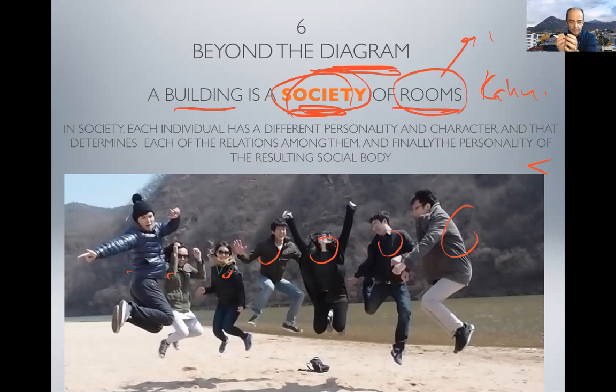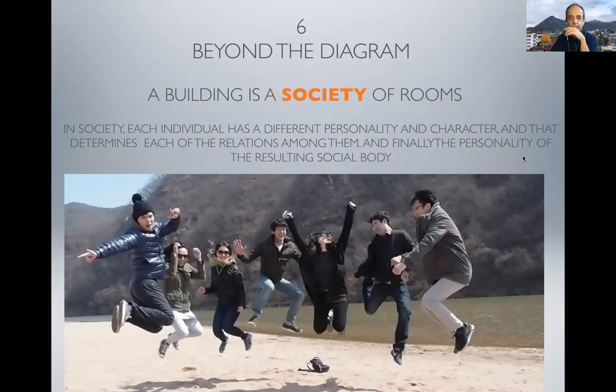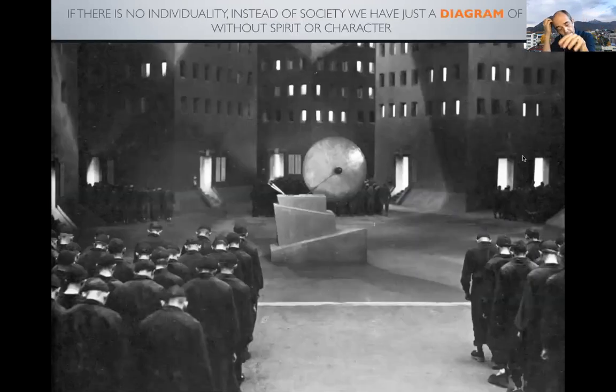And this is the basis. But then we have to achieve a very compact complex. What happens if we don't do it, if we go the mechanical way? If we forget that, we don't have a society, we have just a diagram without spirit, without character.